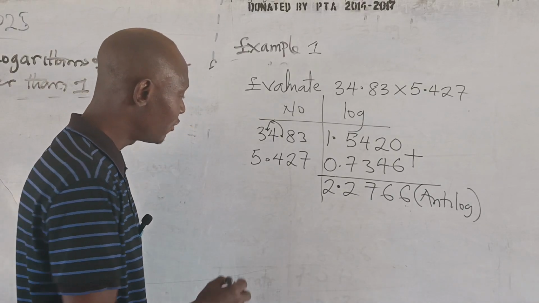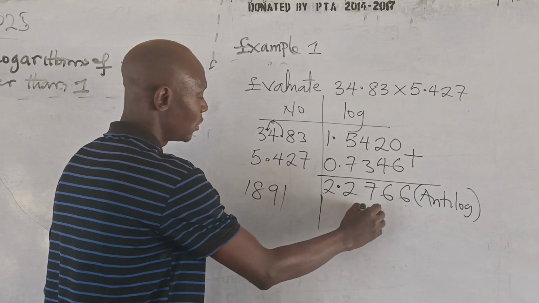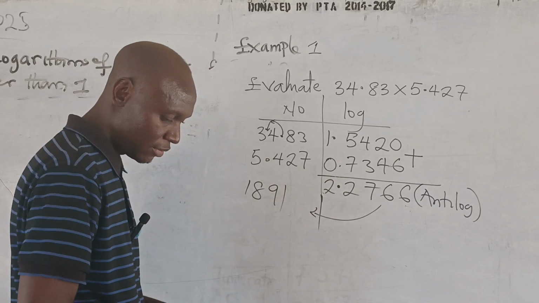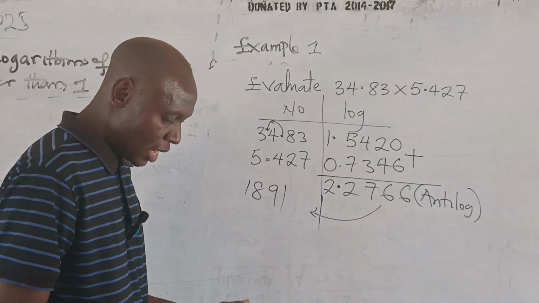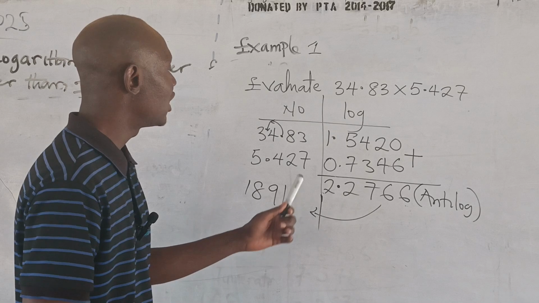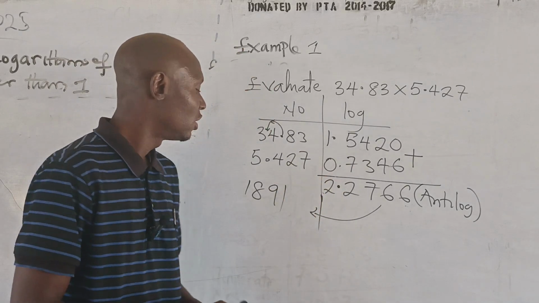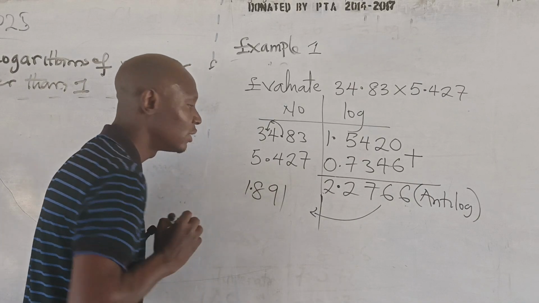So from there we have 1891. Now, due to the fact that we have succeeded in arranging the point in between the first two digits, we are going to put our point here.